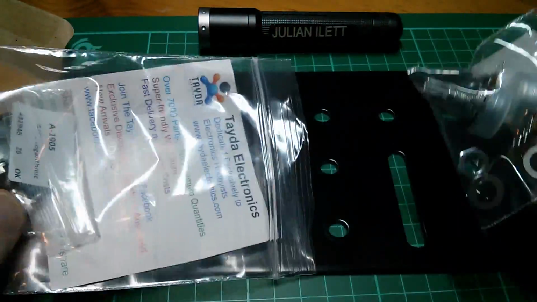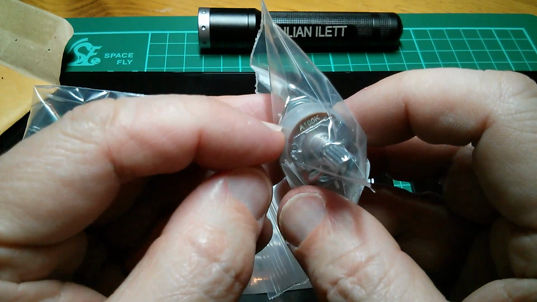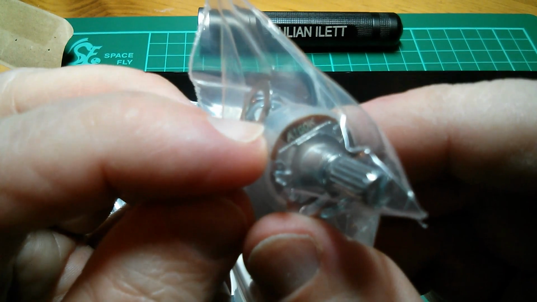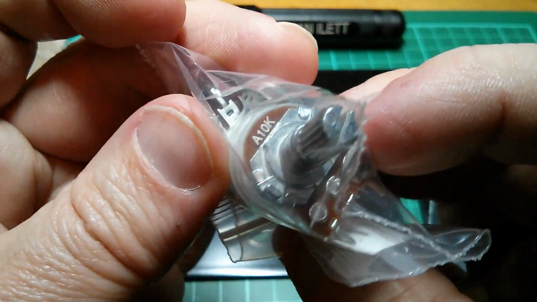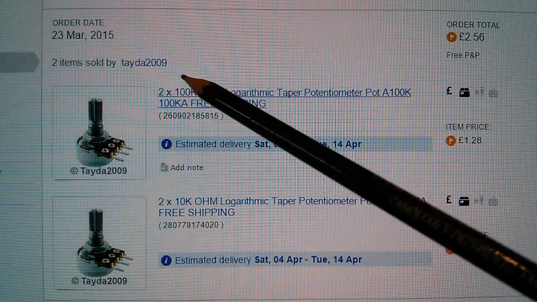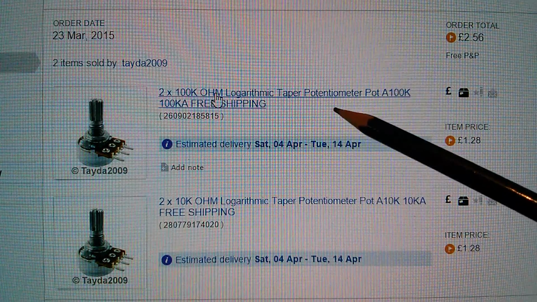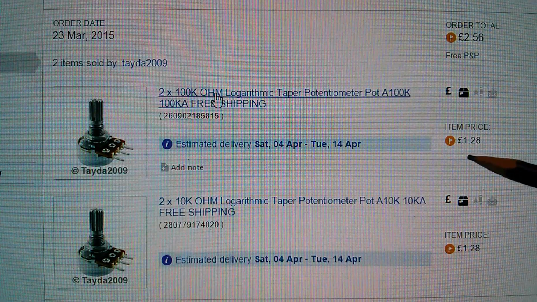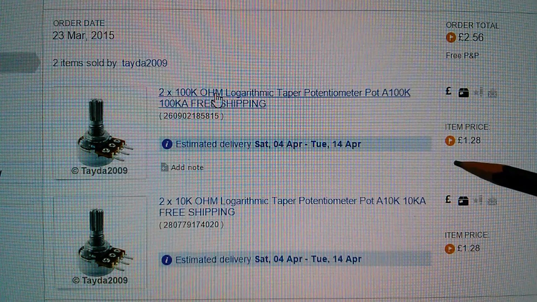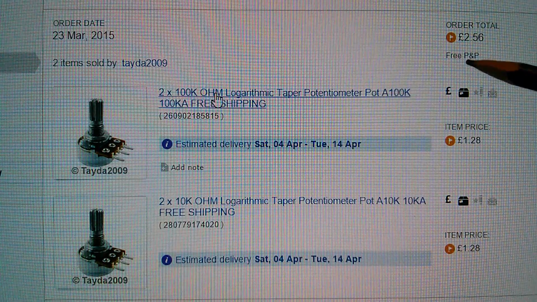Because this is an audio project, most of the pots are log pots, and so they're marked A. Like this one, A100K, and this other one in here, I think is 10K. Yes, A10K. So these are the items I bought. Two 100K logarithmic taper potentiometers, £1.28 for those two. So, I mean, it's not a bad price. And two 10K logarithmic, again, £1.28, so total £2.56.